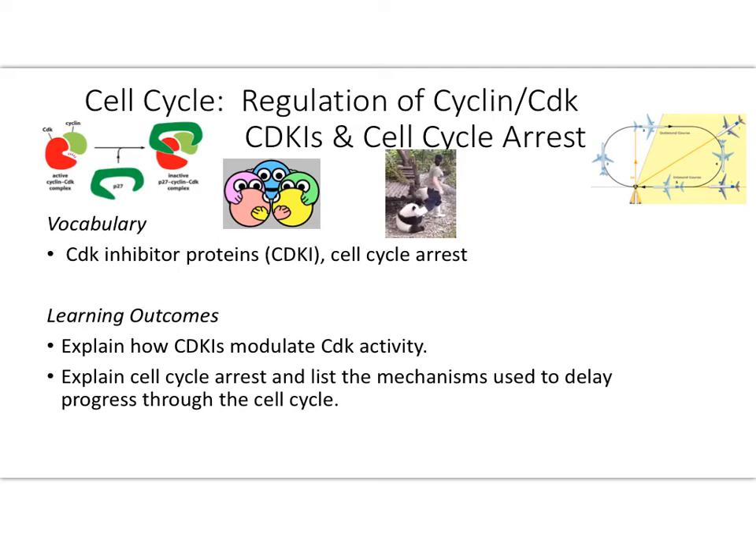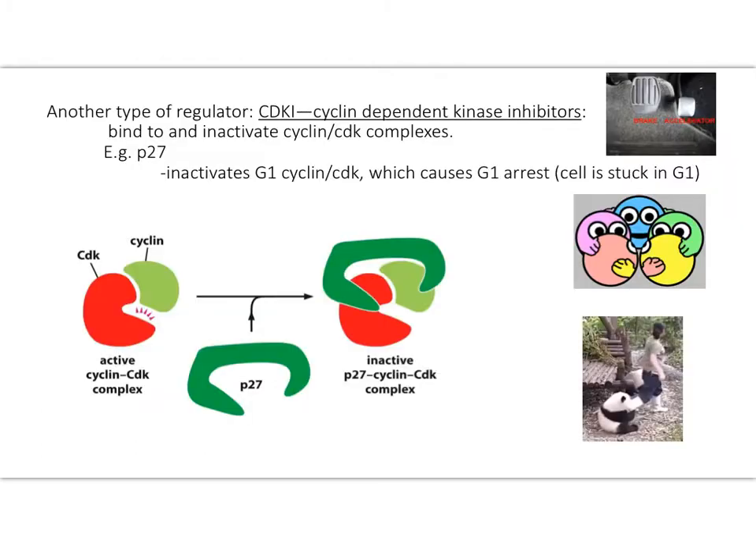This video is cell cycle regulation of cyclin CDKs by CDKIs and cell cycle arrest. This is figure 18-11. And so we're focusing on another type of regulator. It's called CDKI, which stands for cyclin-dependent kinase inhibitors. There's a variety of these out there, and we're looking at one in particular. It's this green blob called P27.